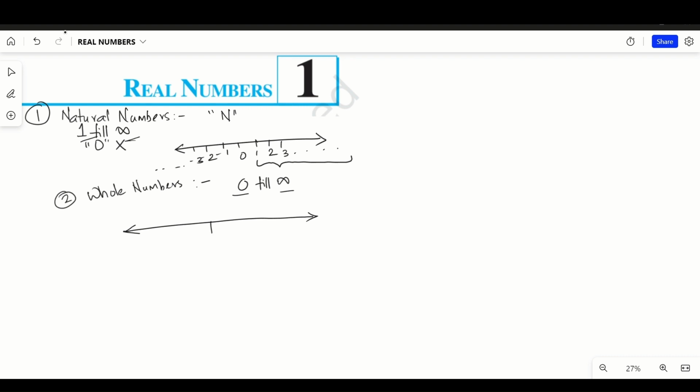So whole numbers can also be represented on a number line. Here it is -1, -2, -3, etc. So all the positive integers starting from 0 till infinity constitute the whole numbers, and whole numbers is represented by the letter W. The smallest whole number is 0. 0 is the smallest whole number.